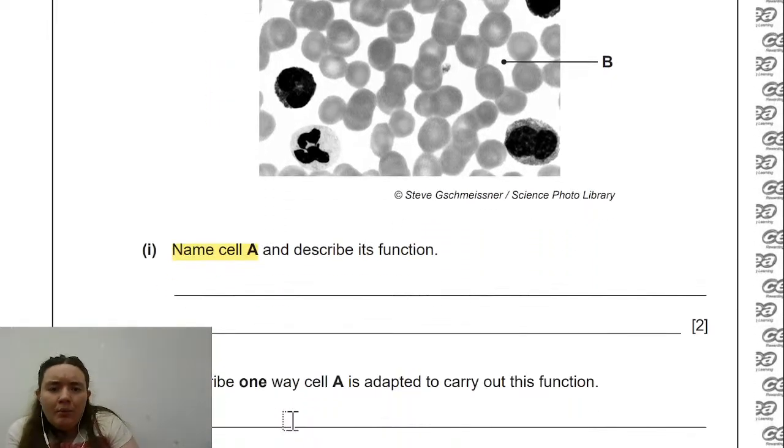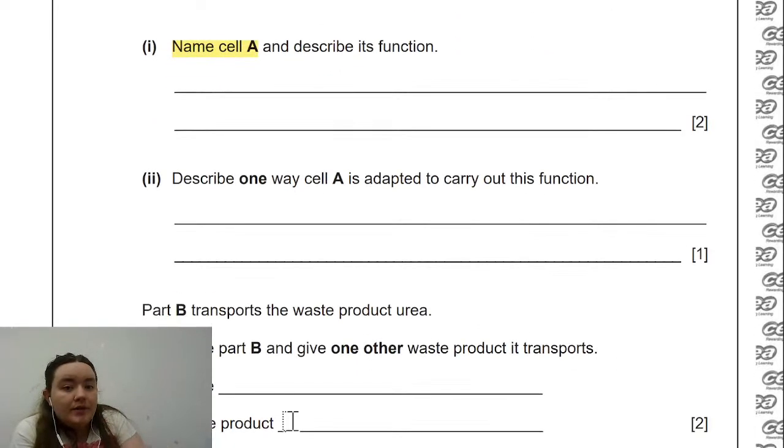Describe one way cell A is adapted to carry out its function. I mentioned earlier that it's got this biconcave shape that comes from it losing its nucleus, and it loses its nucleus in order to have more space to be able to take oxygen up in hemoglobin. So that's one way in which it's adapted.